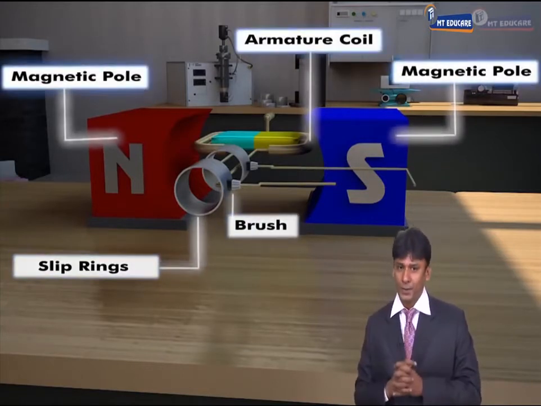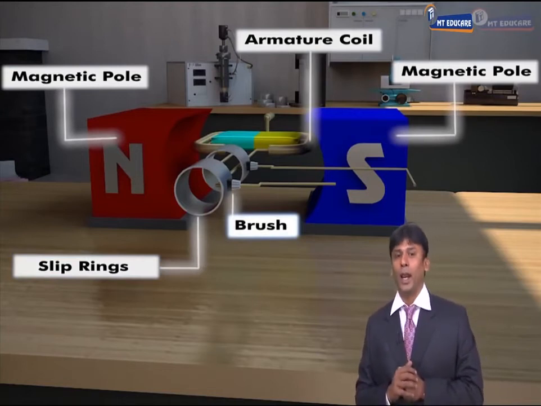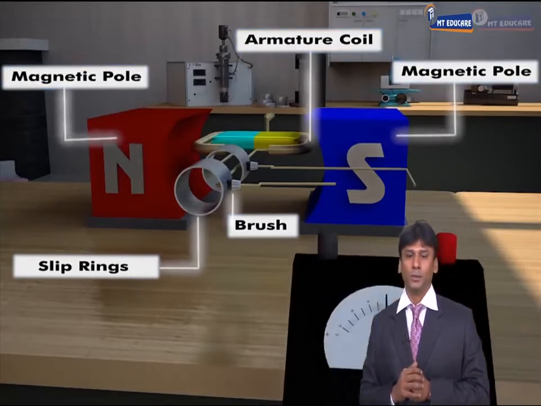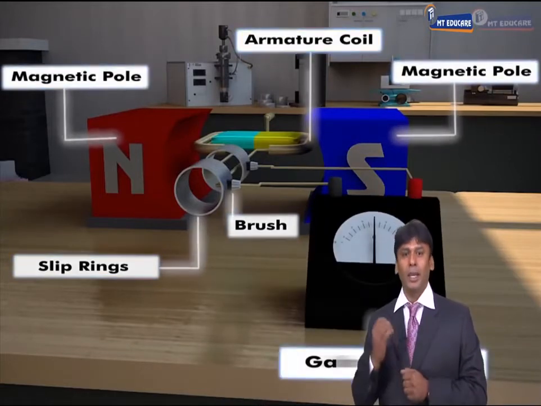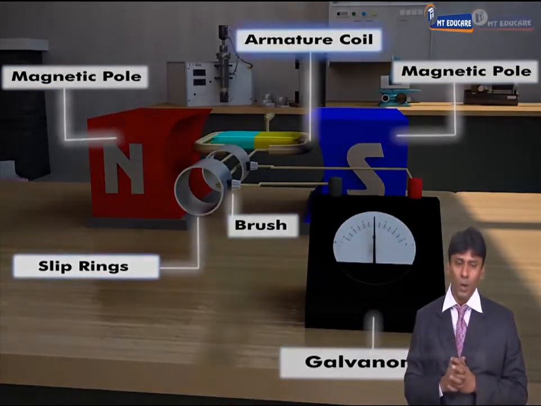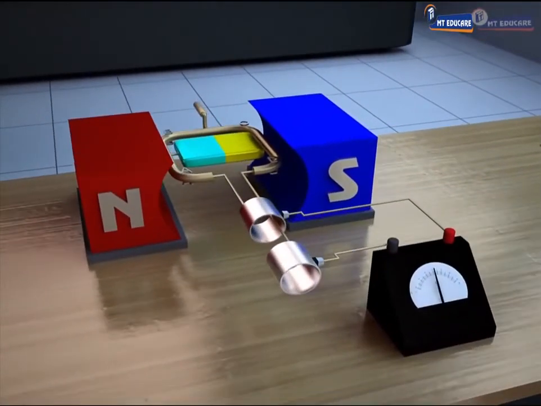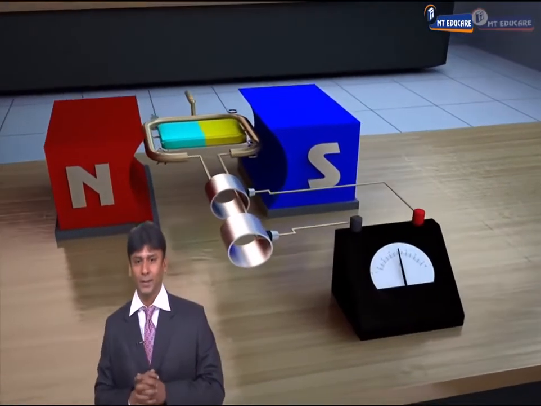Here are the brushes. This is a brush, and after this brush is the galvanometer. We know galvanometer is a device which shows the current and also detects the direction of current. Going further, let's see this.